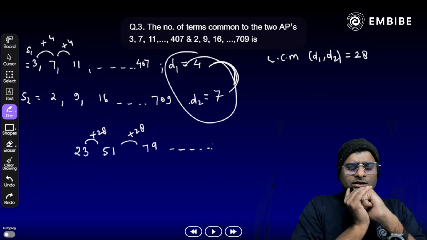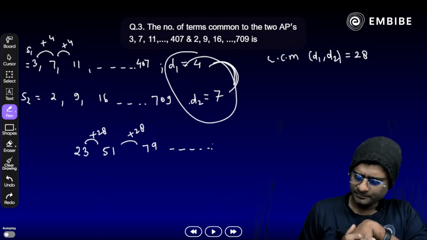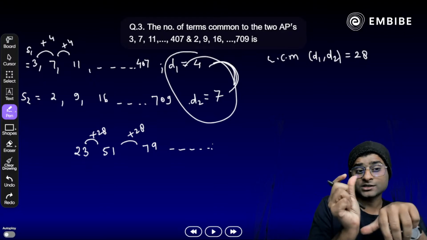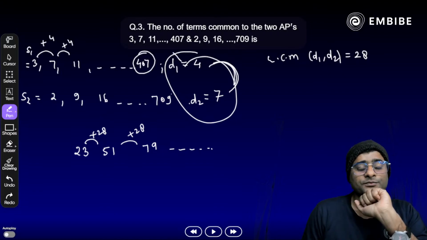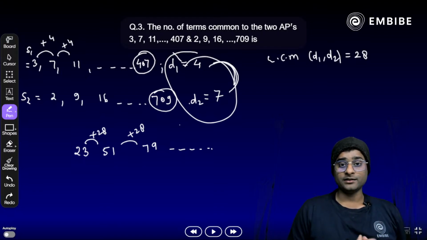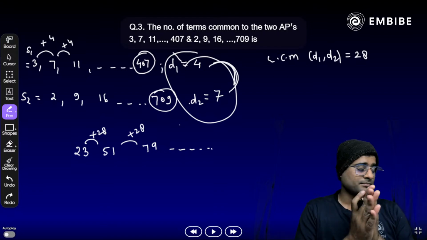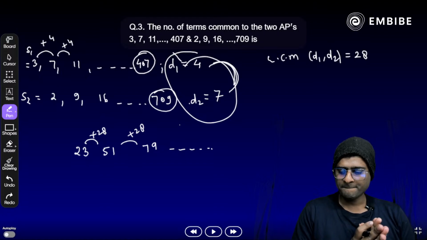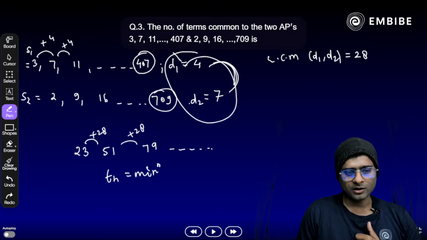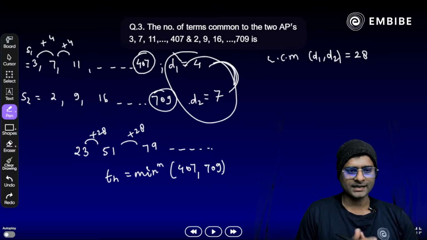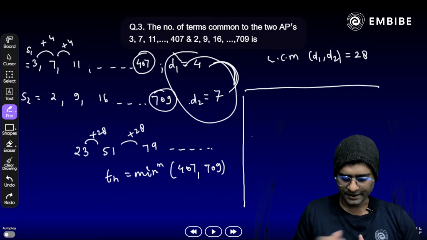What will be the last term? What will the last common term be? Any idea? Okay, yes, what can the last common term be? If you look at the last term of this one, that is 407, and the last term here, that is 709. So what can the last term be? The last term will be at most 407. Is it? Yes, if we write it down, the last term is nothing but the minimum of 407 and 709. Correct? Exactly. Now, what do we need to calculate here? The number of common terms, that small n, not greater than 407.